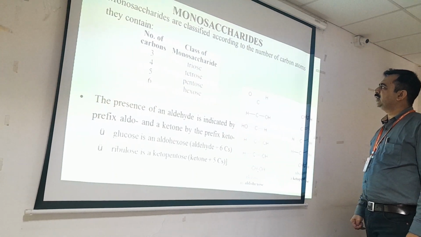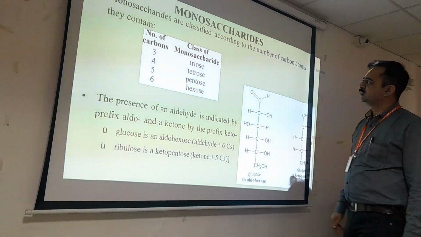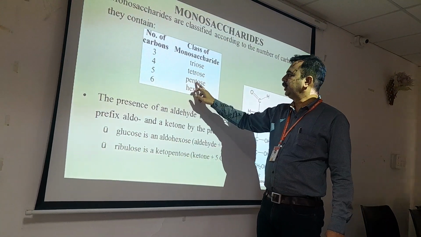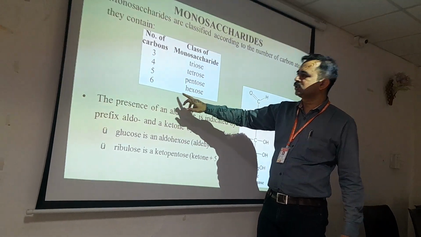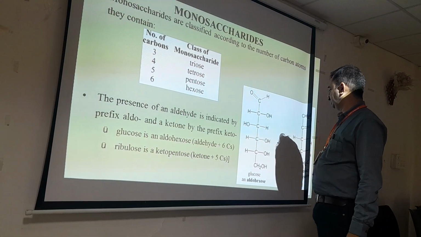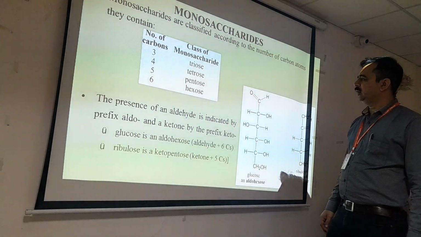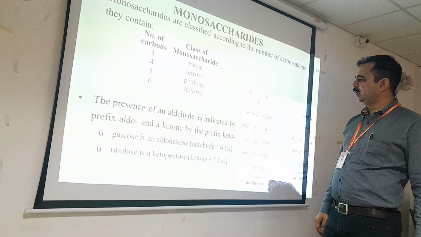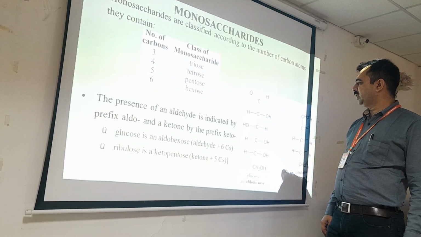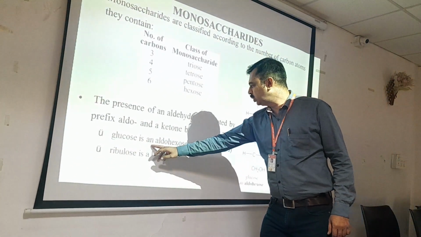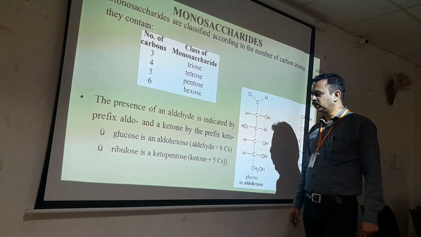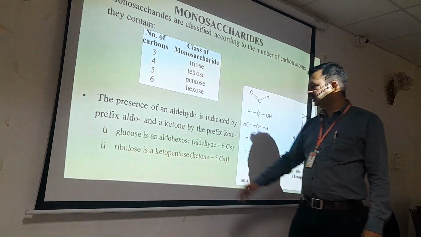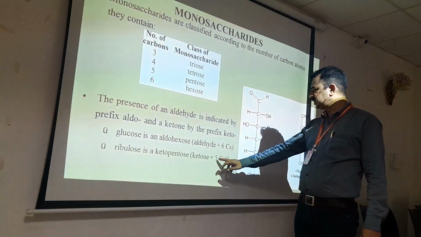Monosaccharides are classified according to the number of carbon atoms. Classification: triose 3, tetrose 4, pentose 5, and hexose 6 carbons. The presence of an aldehyde is indicated by the prefix aldo and a ketone by the prefix keto. Glucose is an aldohexose, aldehyde plus 6 carbons, and ribulose is a ketopentose, ketone plus 5 carbon atoms.